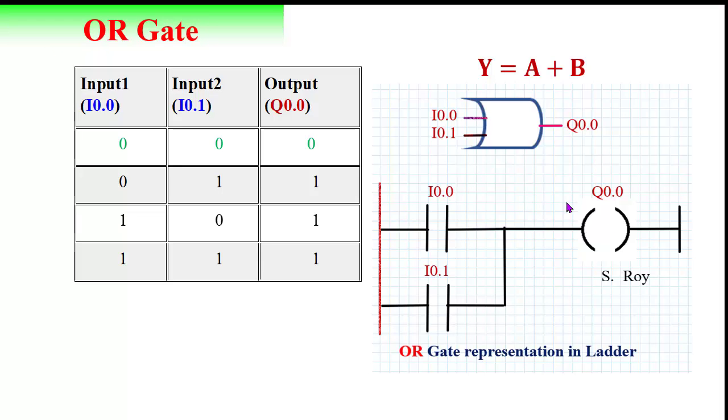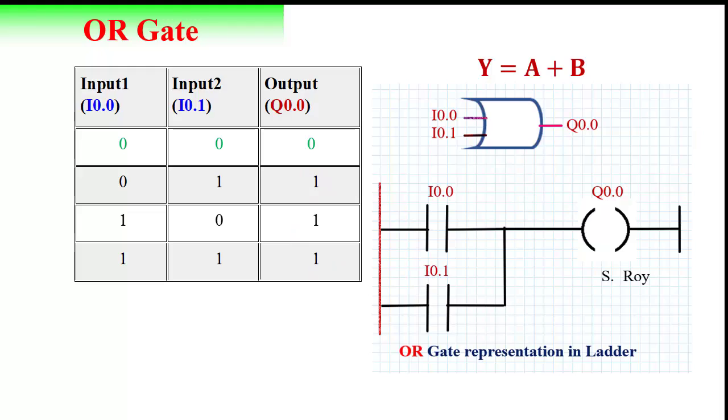Next, OR gate. This is the symbol of OR gate. The equation is Y equals A or B. So this is the OR gate. In the ladder diagram, these two inputs will be placed in parallel. So this is one input, there is another input in parallel. And what is the truth table? If any one of these inputs is logic 1, then the output will be logic 1. When both inputs are logic 0, then only we will get logic 0. So we will get logic 0 only when both inputs are logic 0. For all other cases, we will get the output as logic 1.